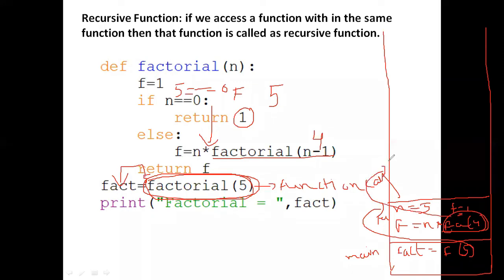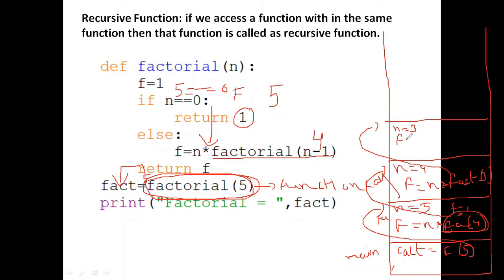So again, memory is allocated for factorial of 4. Now n equals 4. Again the condition is false, and f equals n into factorial of 3. We don't know the value of factorial of 3, so again the function is called. Now n equals 3, and f equals 3 into fact of 2. We don't know the value of fact of 2, so again the function is called.